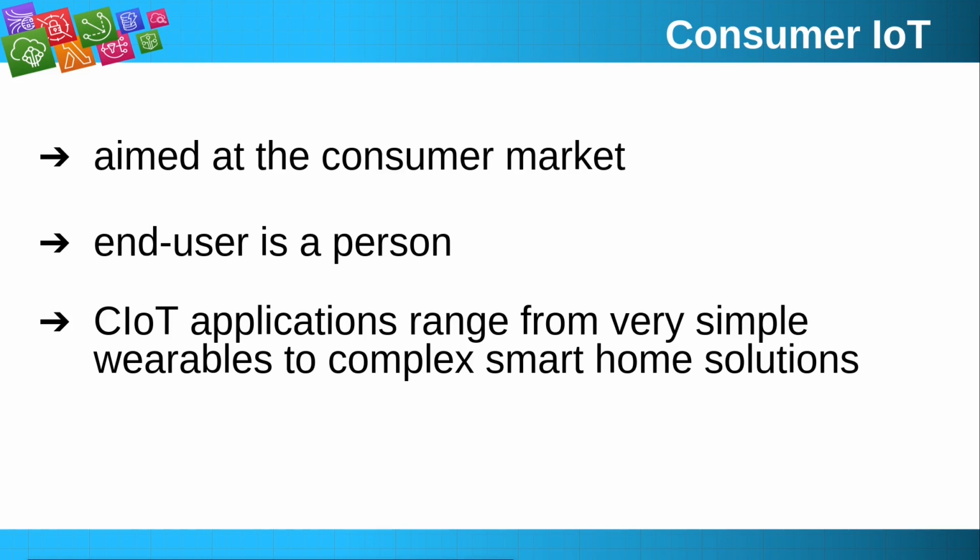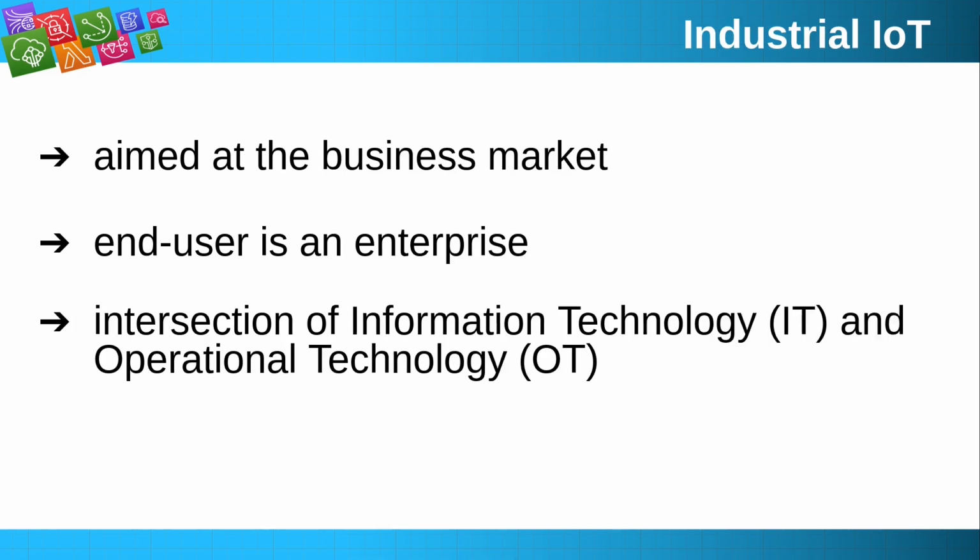A CIoT product might be a simple single device connected to the internet or a complete smart home appliance that consists of multiple interconnected devices. On the other hand, the industrial IoT is aimed at the business market, where the end user is typically an enterprise. We work with many interconnected devices. Most of the time, industrial IoT covers the processing and machine learning at the edge and machine-to-machine communication. We commonly work at the intersection of information technology, IT, and operational technology, OT.